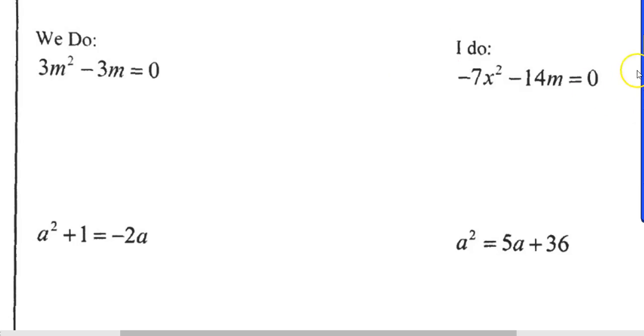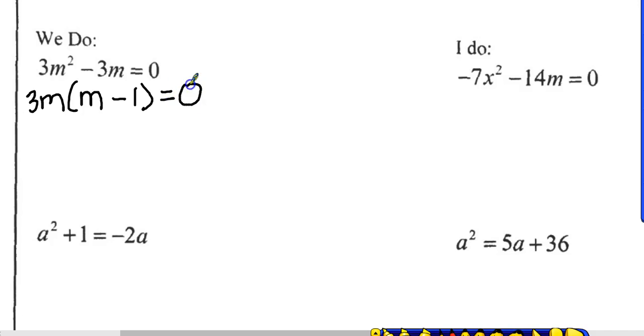Well, let's work on this one. Okay, so let's look at the first problem. Step 1 is to put it in standard form. Is it already in standard form? Yep, m squared, m to the first, no constant. So next is to factor out the GCF if possible. I see one. It is 3m times m minus 1 equals 0.